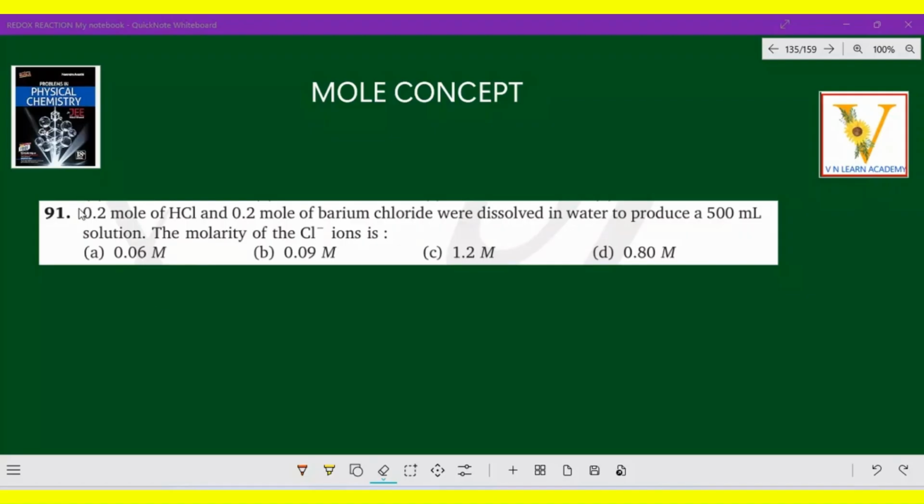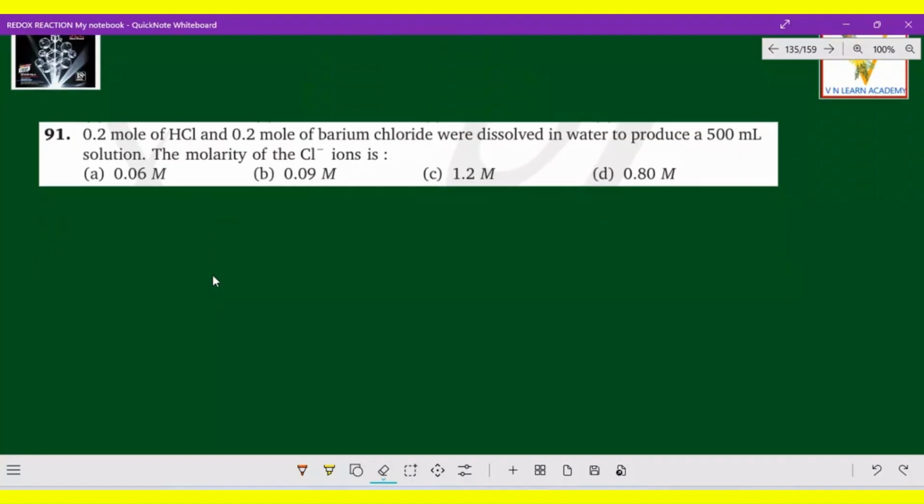Here the first question: 0.2 mole of HCl and 0.2 mole of barium chloride are dissolved in water to produce 500 ml solution. The molarity of Cl minus ion is. Okay, now come on, let us identify the answer.